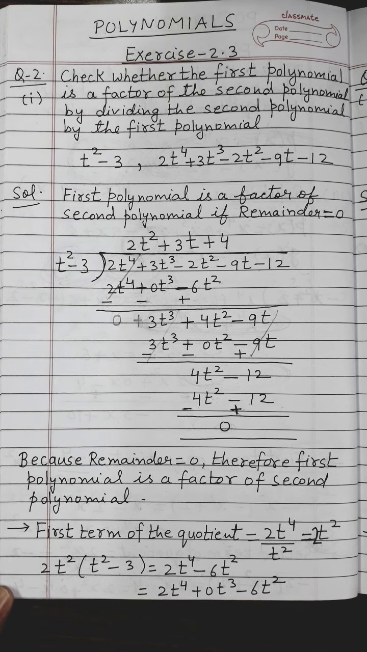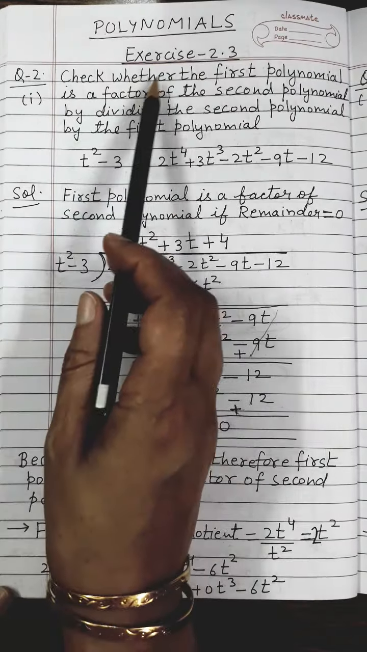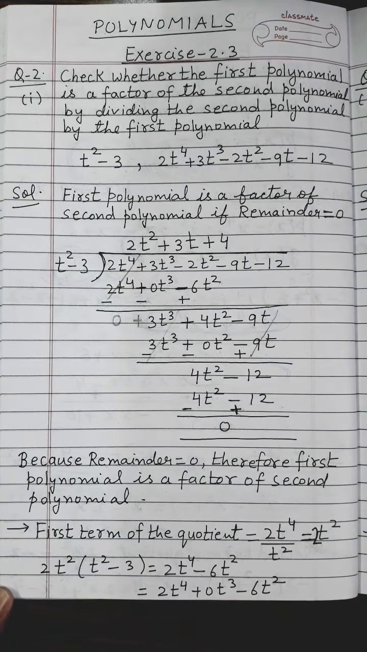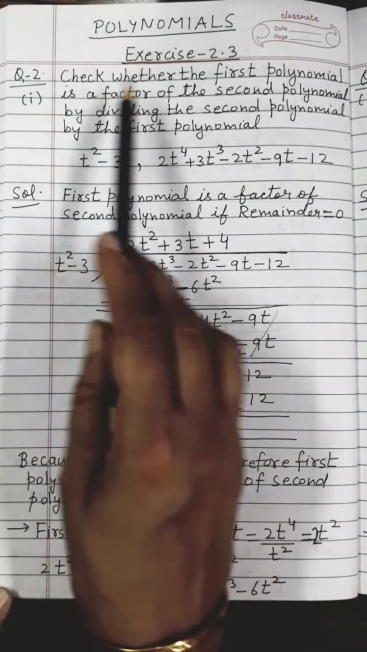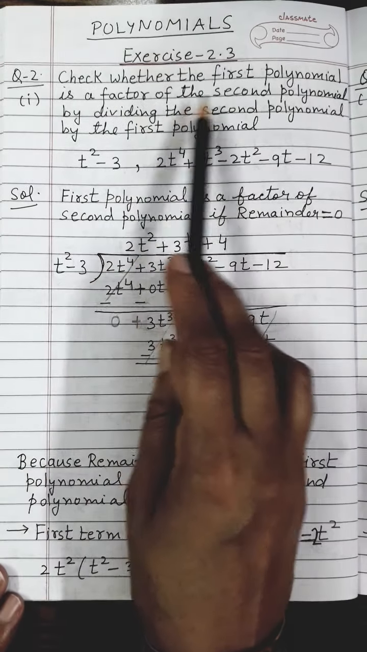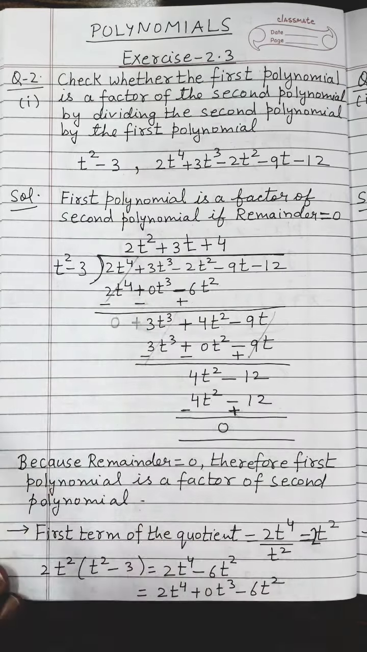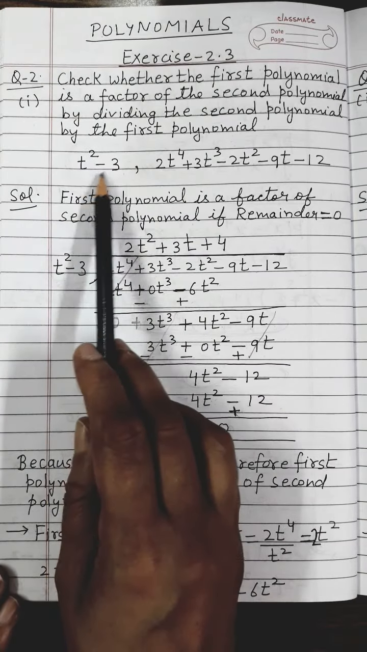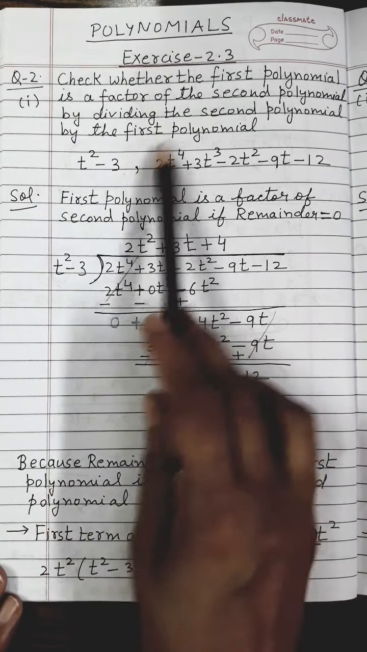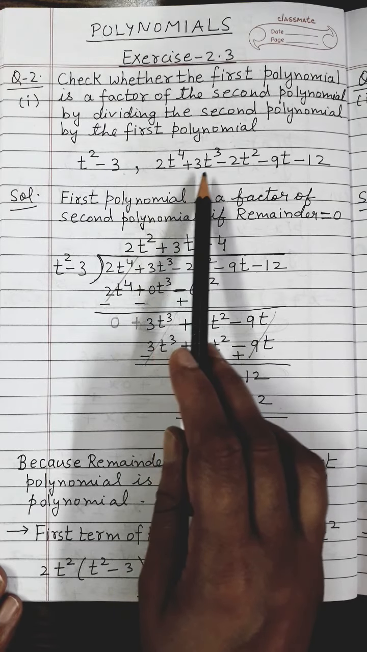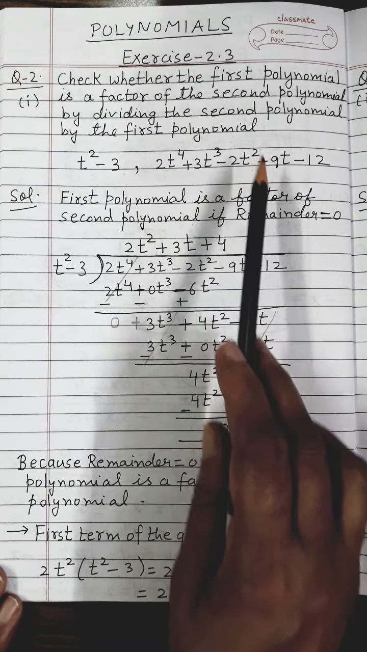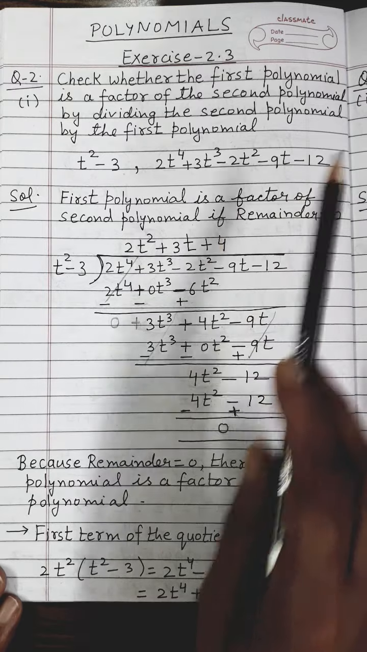Today I will solve question number 2, first part, exercise 2.3 from polynomials chapter. The question is: check whether the first polynomial is a factor of the second polynomial by dividing the second polynomial by the first polynomial. First polynomial is t square minus 3. Second polynomial is 2t power 4 plus 3t cube minus 2t square minus 9t minus 12.